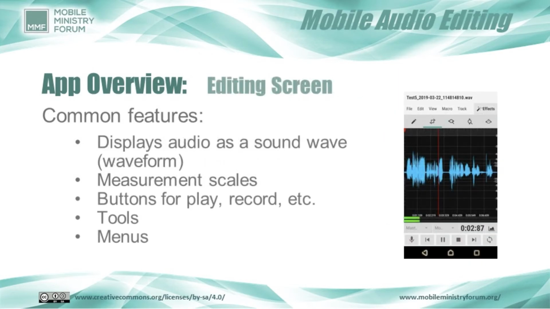Common features on the editing screen will be a display of the sound wave or the waveform, a measure or time scale, buttons for playback and record, a cursor to show the precise location in the sound file, and a toolbar with a selection of editing tools with menus to save and export a file, adjust recording settings and formats, and perform other editing functions that might be available in the app.